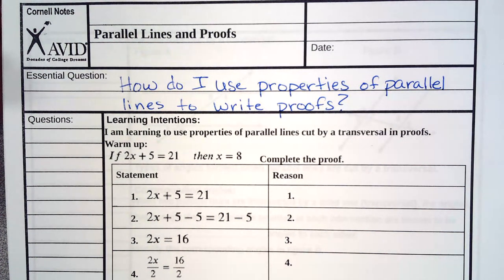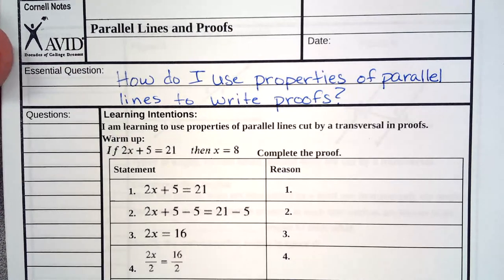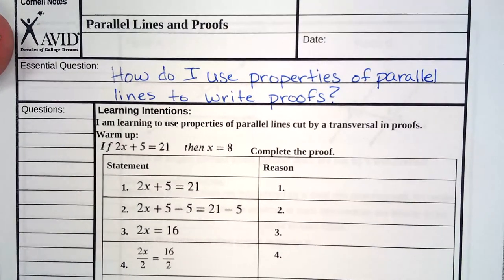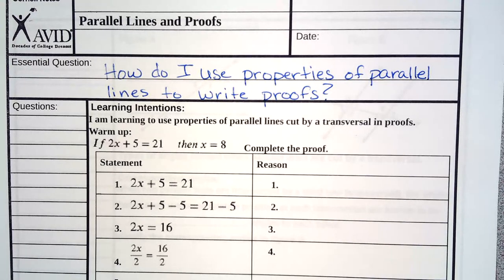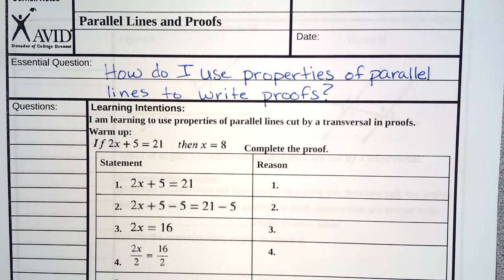Hello class, today we are looking at parallel lines and proofs. We've already done a few proofs before in class, so this is nothing new. The proofs we are doing are what we call two-column proofs. Your essential question: how do I use properties of parallel lines to write proofs? Your learning intention: I'm learning to use properties of parallel lines cut by a transversal in proofs.